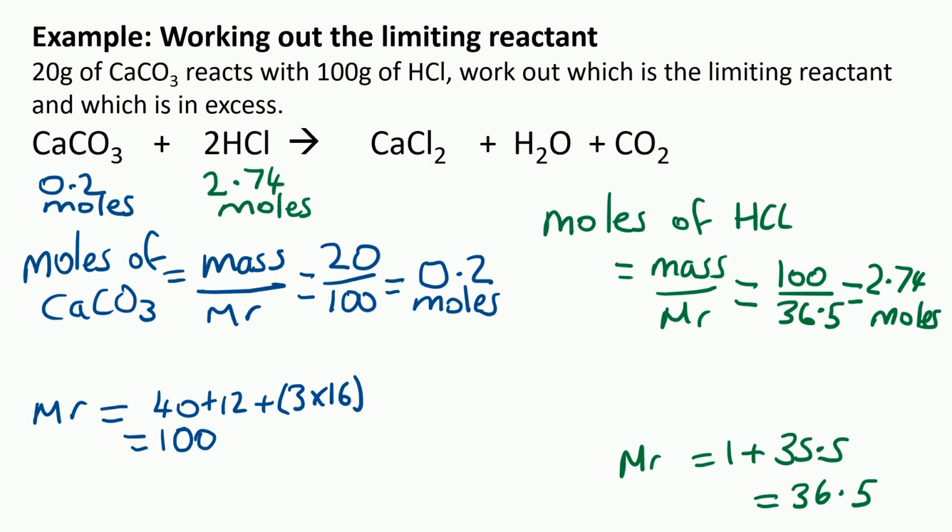So we can see from the balancing numbers that we'd have 1 molecule of CaCO3 reacts with 2 molecules of HCl. So if we had 0.2 moles of CaCO3, really we would want 0.4 moles of HCl, but we've got more than that. So the HCl is in excess, that would be left over, and the CaCO3 is the limiting reactant, which when it runs out would cause the reaction to stop.